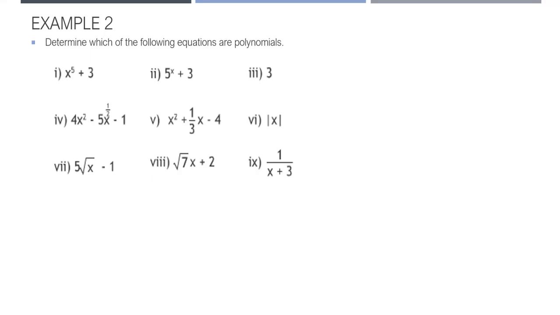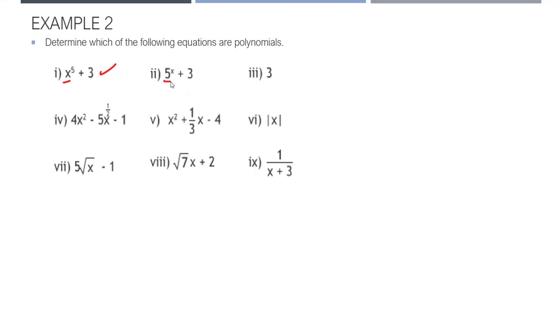So, determine which of the following equations are polynomials, based on those definitions from last video. Our first one, we've got a base that's x to the power of something with a degree 5. Yep, that's a whole number. We've got a constant. Yeah, that's a polynomial.